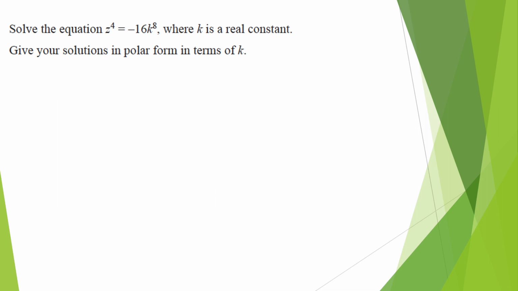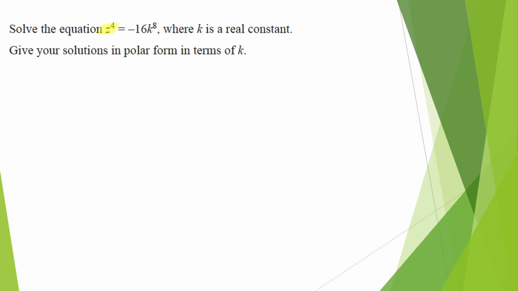Okay, so this is solving a complex number equation involving powers, because we have z to the power of 4. Anytime you have a complex number involving powers, that means you will have to use the de Moivre theorem. So that is the power I'm talking about, and using the de Moivre theorem, you'll have to use the arg and the modulus. So you'll have to rewrite the complex number from rectangular to polar form.